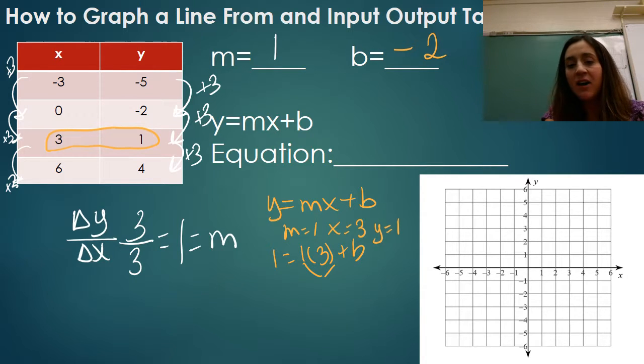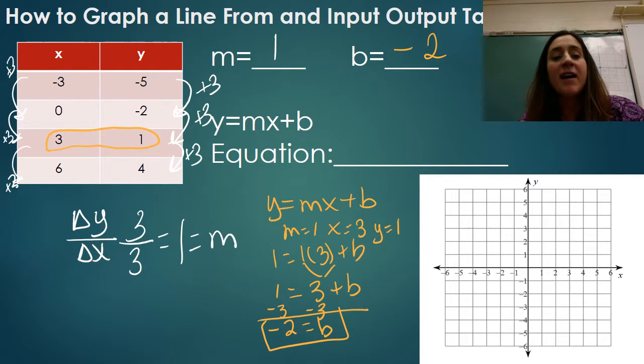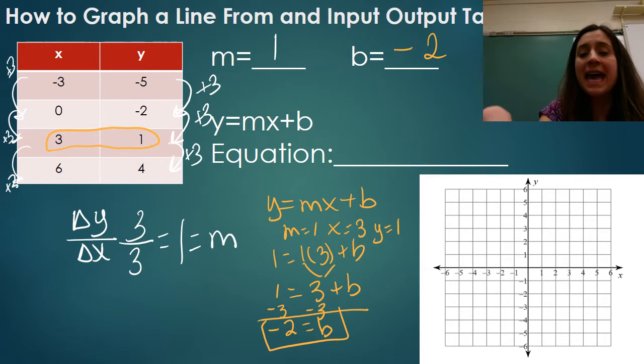Now I'm just going to solve my equation. 1 equals, well, 1 times 3 is 3 plus b. I'm going to subtract 3 from both sides. 1 minus 3 is -2, so -2 equals b. So check that out. I proved it algebraically, and I also saw it here when x was 0, y equals -2. Alright, so now I have my m and my b.